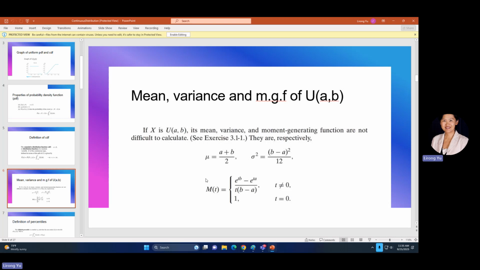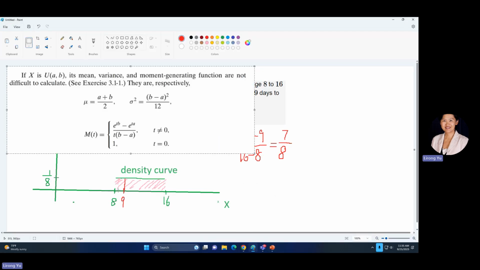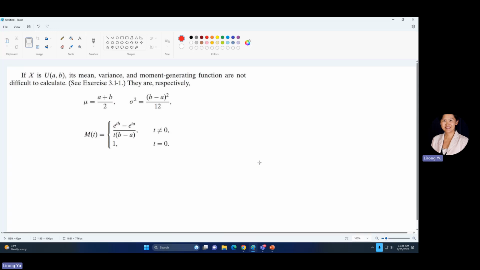All right, for uniform distribution, we have these three results. Remember, for any distribution, we wish to be able to know their mean, their variance, and their homogeneous functions. So how do we calculate the mean?